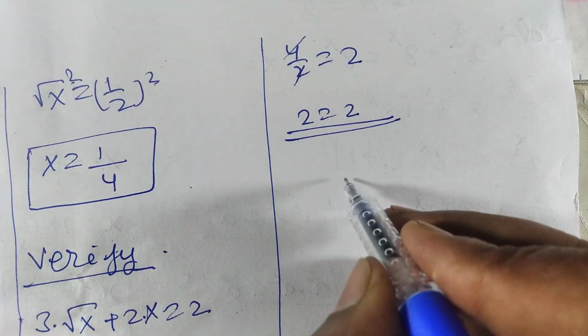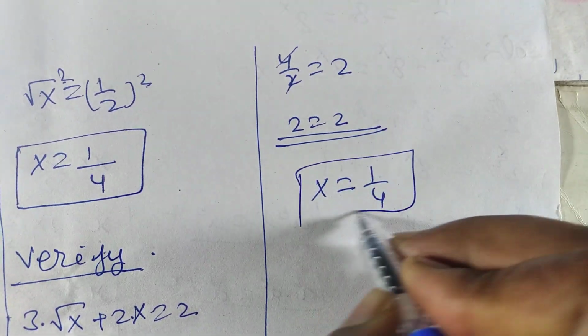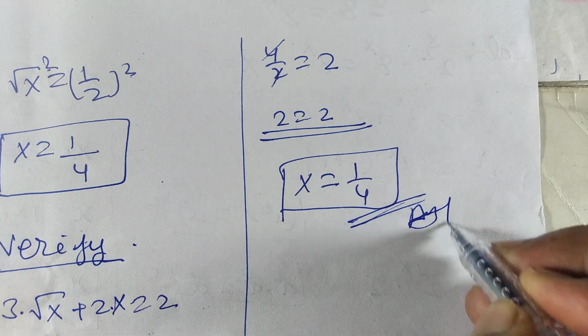Left and right sides are equal, so x is equal to 1/4 is the correct answer to that question.